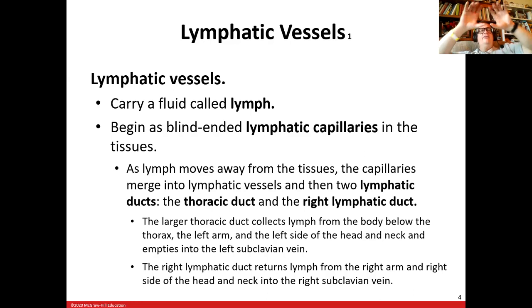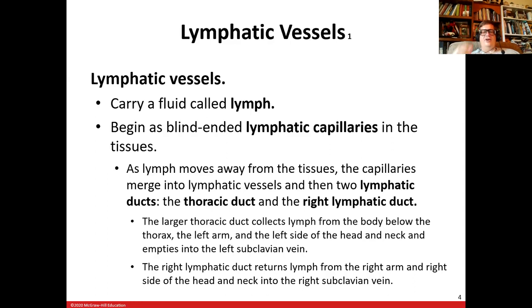So if your muscles contract and squeeze, just like when we talked about veins, if your muscles get shorter and thicker and that squeezes on a lymph capillary, it's closed on one end. The lymph inside can only go one direction. That's away from the closed end. All right. Anyway, so blind-ended, and as the lymph moves away from the tissues towards the circulatory system, the capillaries form vessels, and then the vessels form ducts. And you have the thoracic duct and the right lymphatic duct.